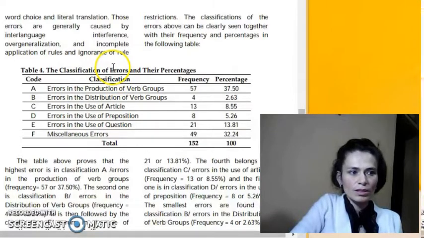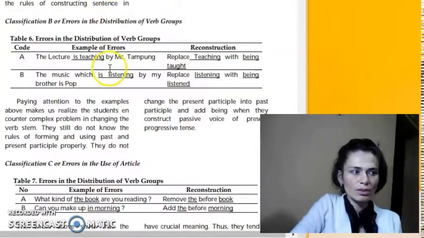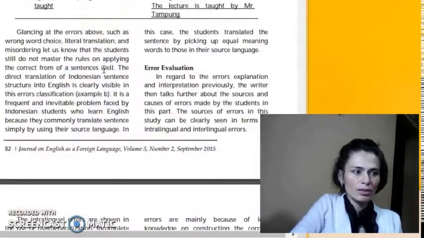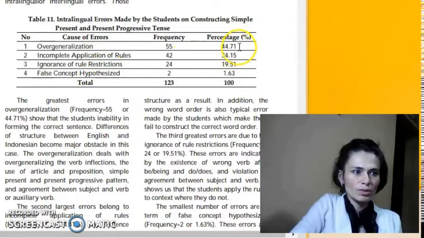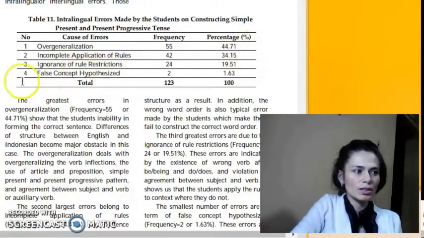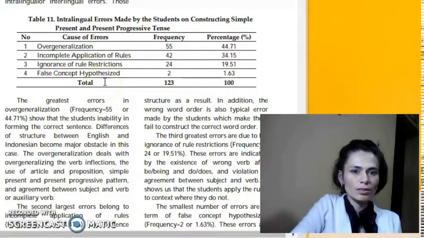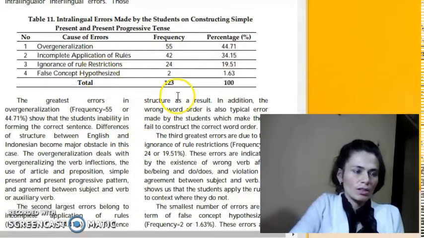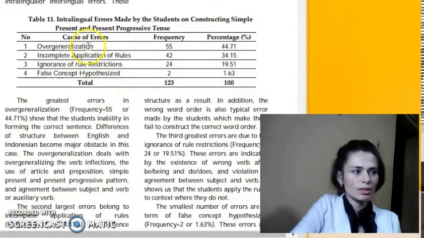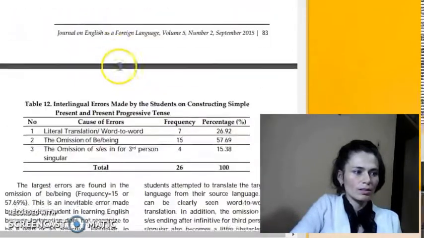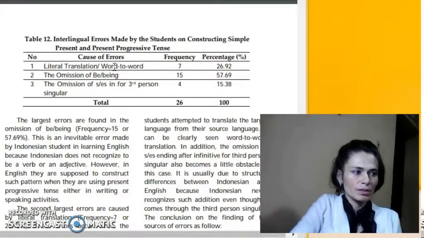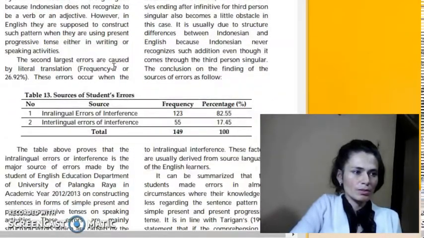82.55%, where overgeneralization took place as the main cause of error, with a total percentage of 44.71%. In the findings on the students' grammatical errors in oral expression activities using present simple and present progressive tenses, the research draws first that the biggest type of error is in the production of group of verbs, as described in the table. The second goes to miscellaneous errors.